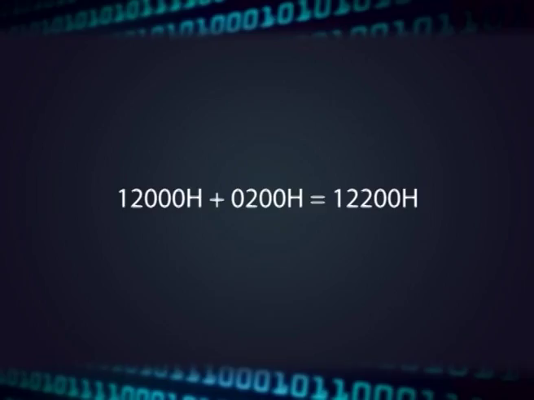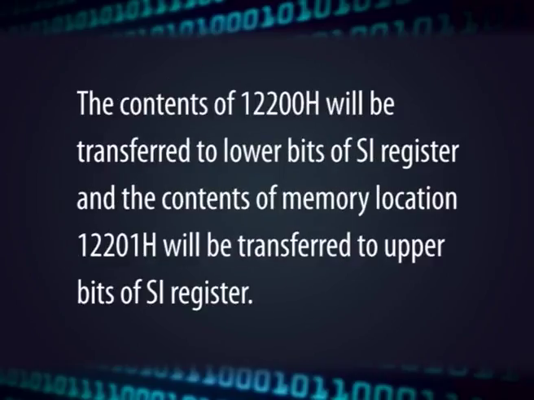If the contents of the data segment register are 1200 hex, then the physical address will be computed as 1200, again 0 will be appended, making it 12,000 hex. And this will be added to the input, which is designated as the 200 address. Overall, when the two are added, the effective address is 12,200 hex. The contents of 12,200 hex will be transferred to the lower bits of the SI register, and the contents of memory location 12,201 hex will be transferred to the upper bits of the SI register. So, this is how the instruction LDS works.